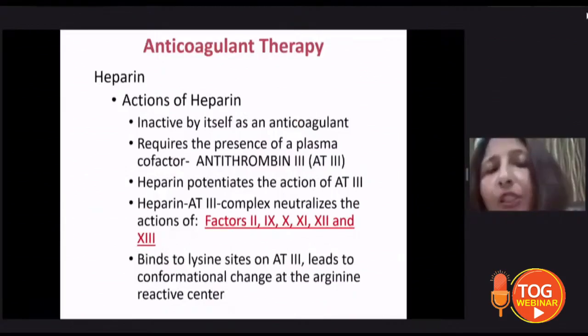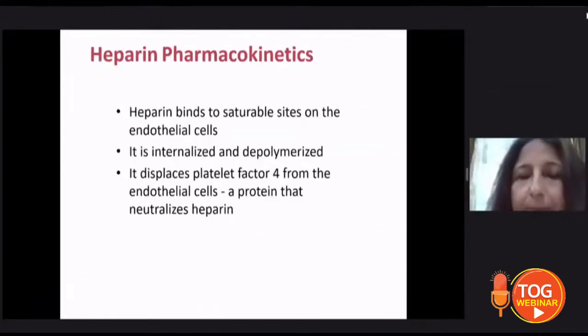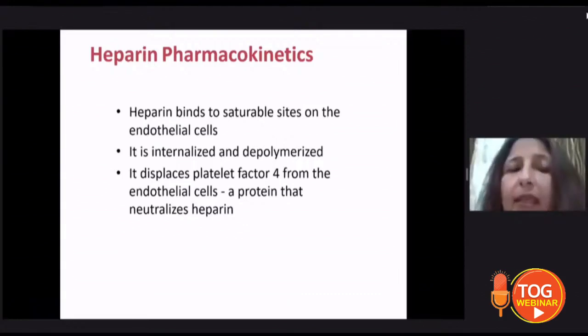So, what are the actions of heparin? Heparin is inactive by itself as an anticoagulant, and it requires the presence of plasma cofactor antithrombin 3. Heparin potentiates the action of antithrombin 3. The heparin-AT3 complex neutralizes the actions of factor 2, 9, 10, 11, 12, and 13. It binds to lysine sites on the antithrombin 3, leading to conformational change at the arginine reactive center. Heparin binds to saturable sites on the endothelial cells, and it is internalized and depolymerized. It displaces the platelet factor 4 from the endothelial cells, a protein that neutralizes heparin.